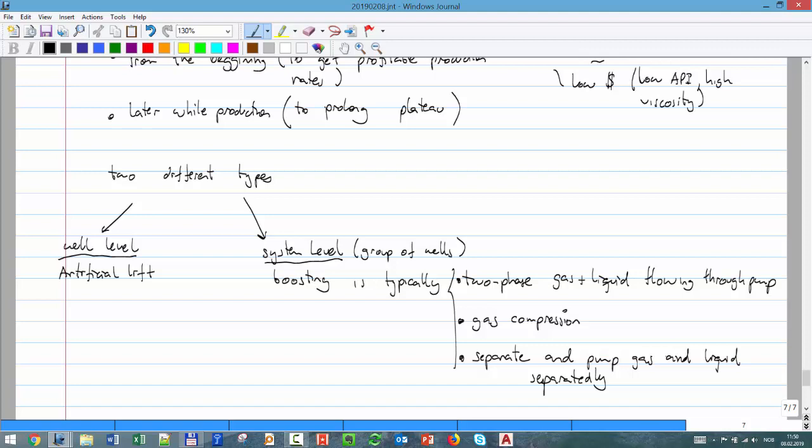So I can do everything in one go, two-phase, with a machine that can take everything. If I have a dry gas or some gas which doesn't have much liquid, I can do simply gas compression. Or I can separate both streams, pump through a pump and compressor separately, and then merge.